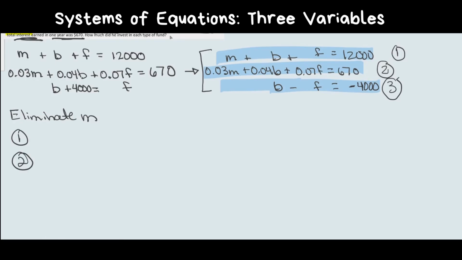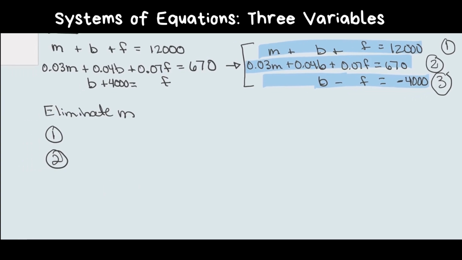So I'm going to take equation 1, and I'm going to multiply it by a negative 0.03. Here's why. I will have a 0.03 M. I will have, and I said negative, a minus 0.03 B, a minus 0.03 F, and it's going to equal, I got to do some math here, 12,000 times negative 0.03. Like so. Second equation I'm not going to change.